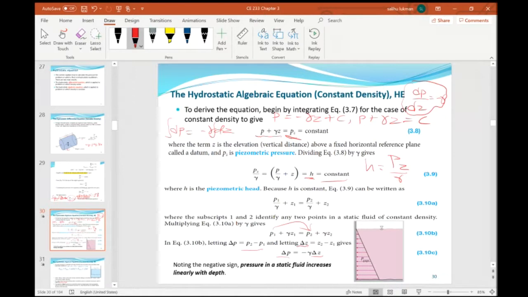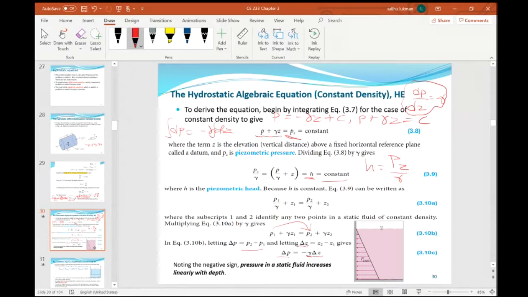And I already explained that the negative sign here is showing that the pressure in a static fluid increases linearly with depth. It increases linearly with depth. The fact that this is just minus gamma, which is constant, means it is linear. And if you look at this figure, this is a container containing water. The pressure at the top is atmospheric, which we normally take as the reference for the gauge, which is 0. But as you go deeper down, the pressure increases.